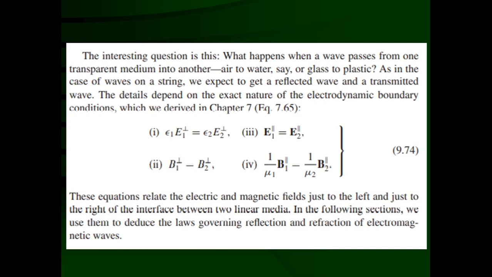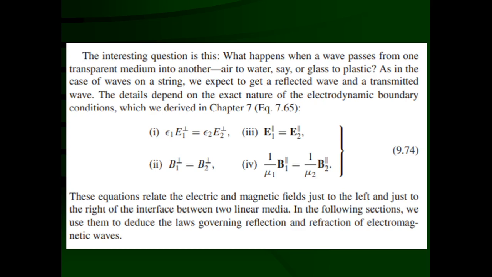It is expected that when waves propagate on a string, as we studied in Melde's experiment and stationary waves, two types of waves are generated. Partially the wave is reflected, and partially the wave is transmitted. A similar condition is going to be observed here also. When electromagnetic waves propagate from one transparent medium and penetrate into another transparent medium, then what happens?